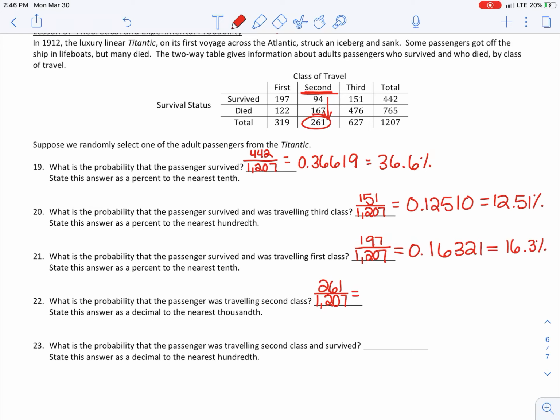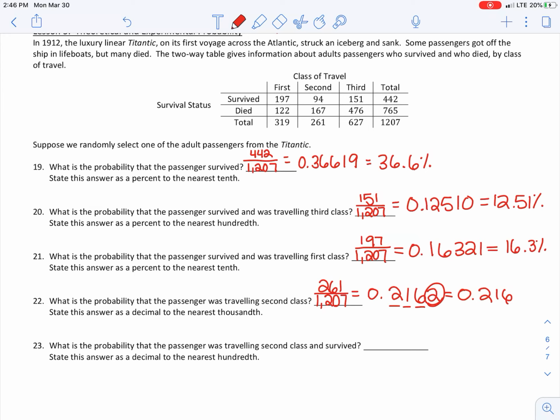So we're going to divide these two numbers, 261 divided by 1,207, and we get 0.2162. Now, since it's talking about thousandths, we have tenths, hundredths, thousandths. So we have to look at this 2, and since it's less than 5, our answer is just going to be 0.216.